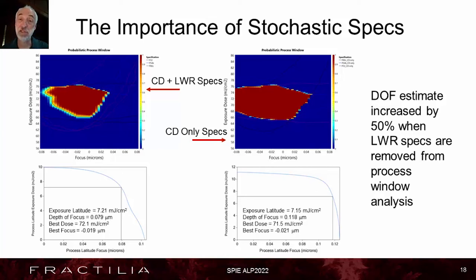It's quite common, because it's pretty easy to measure CD in fabs, that we only use CD specs. Well, you get a very different result if you include LWR specs as well. LWR ends up being quite the limiter to focus in many cases, and without that we miss where we should center our process window, if we do care about LWR or other stochastic specs. In this case, the depth of focus estimate increased by 50% when the LWR specs were removed.